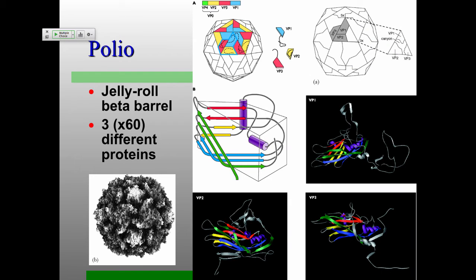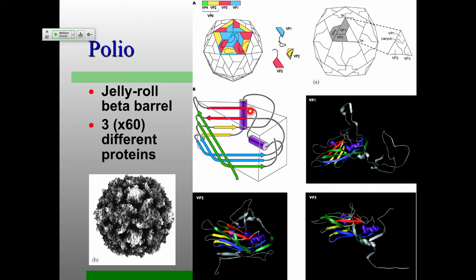Look at that in really high resolution detail. Here you can actually see the canyons a little bit better. This is again the figure we looked at before. Here are these black holes right around the 5-fold axis of symmetry. VP1, VP2, and VP3 are very similar to each other structurally, and they all have this beta barrel structure here with all these beta strands wrapped around sort of a central piece.